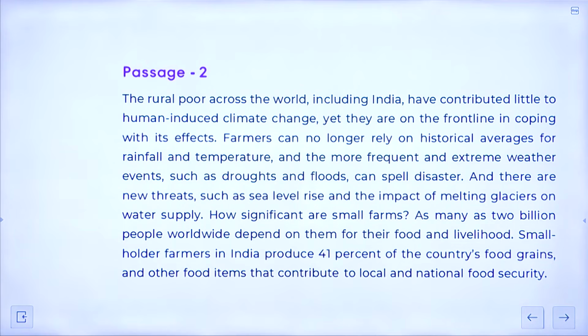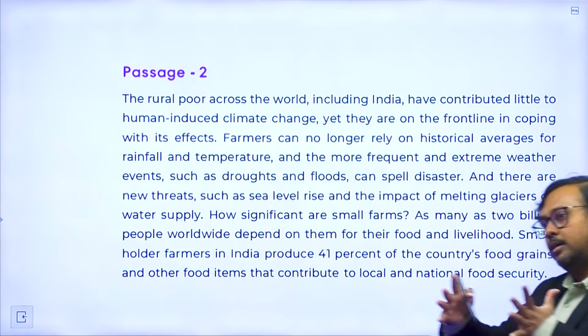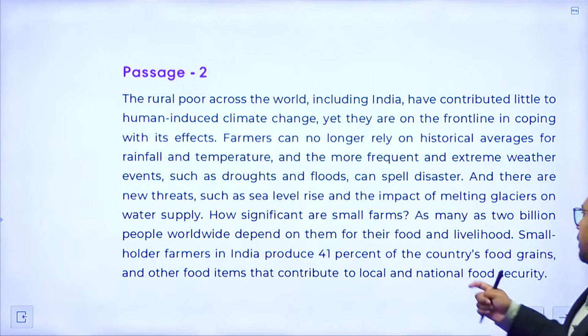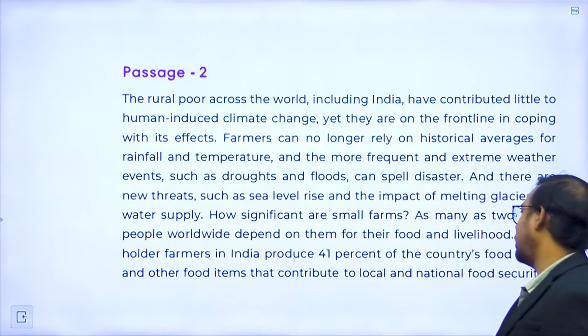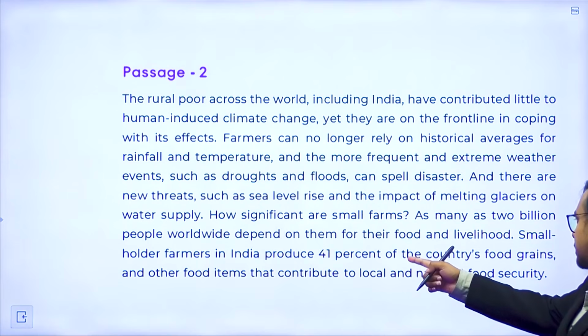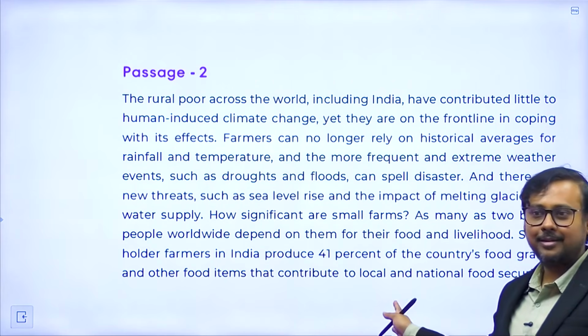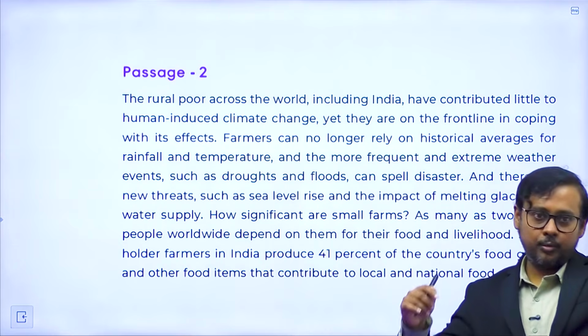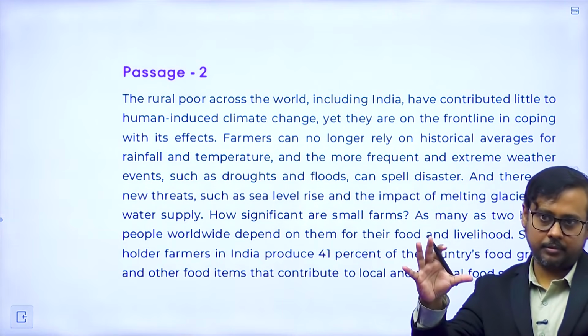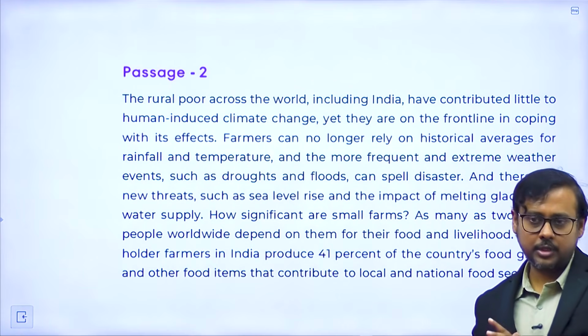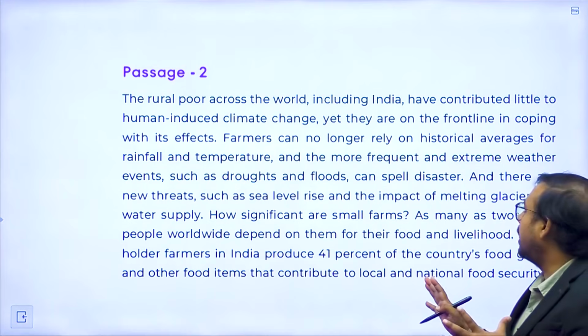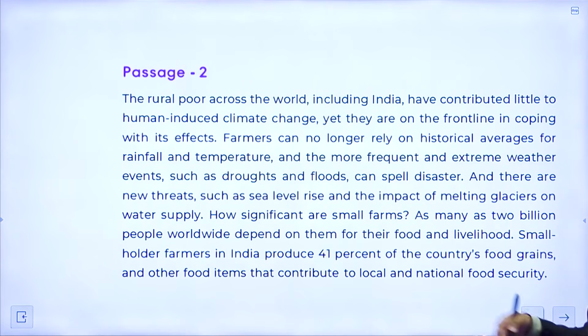Okay, and as many as 2 billion people worldwide depend on them. So that is also important. It's not only that climate change is affecting small farmers, but as many as 2 billion people worldwide depend on them for their food and livelihood. Smallholder farmers in India produce 41% of the country's food grains and other food items and contribute to local and national food security. ये भी देखना है. So primarily small farmers, how they are important for our food security, and these small farmers are affected by climate-induced change. Can we have this? Right.